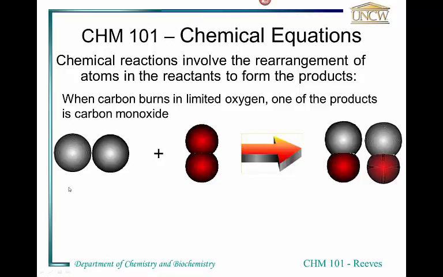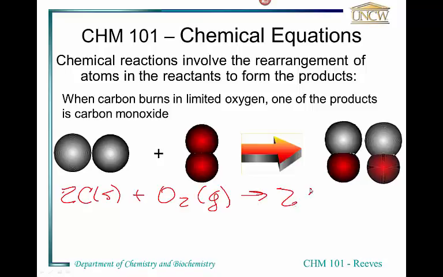So this time, the symbolic representation of the combustion of carbon to form carbon monoxide is going to require two carbon atoms, and they're both solid, plus O2, to form two CO gas. Notice now I'm using coefficients to provide the extra atoms necessary to balance the equation.